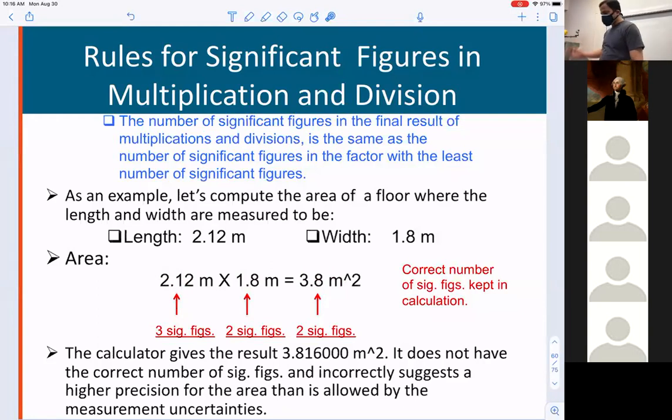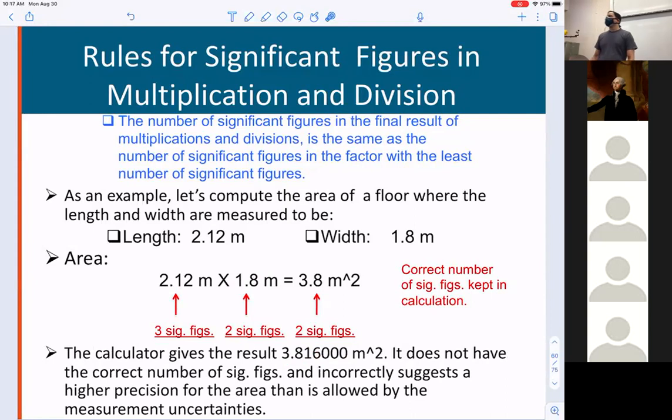Same thing with division. If you were to put this into a calculator, you would get the result 3.186000. That's what the calculator will spit out. But the point is that you really don't have a claim to know that you are confident in this 1 and this 6, because when you do this multiplication, you're not confident in this extra digit here. So that means you're not confident in the 1 and the 6 here. So you only keep the 3.8.